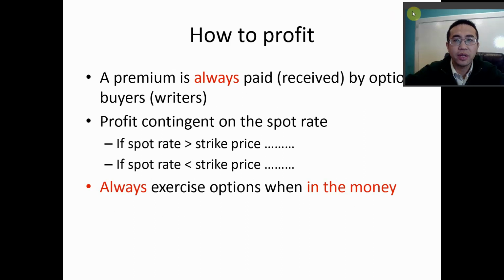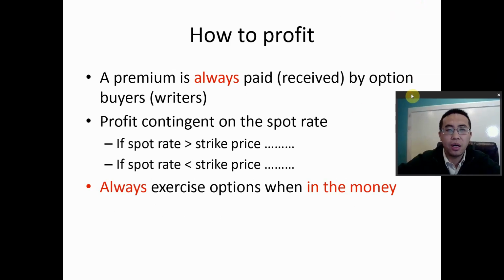And how do you profit? Well, if you are an option writer, then you will collect a premium. If you're an option buyer, then you will always pay the premium. And also the profit is contingent on the spot rate compared to the strike price. The buyer of the option, who has the right, will always choose to exercise the option when it is in the money. That is, for a call option, the spot rate is higher than the strike. For a put option, the spot rate is lower than the strike.